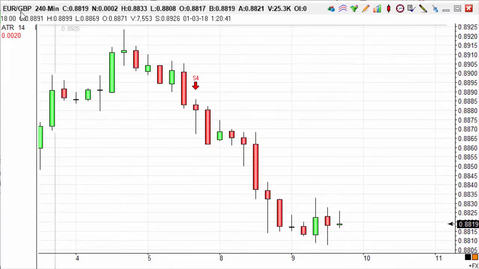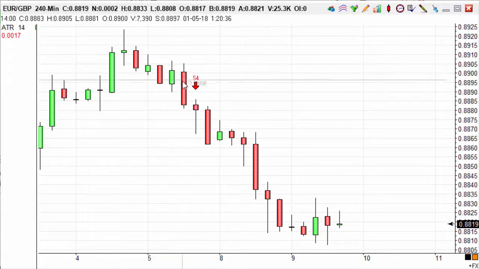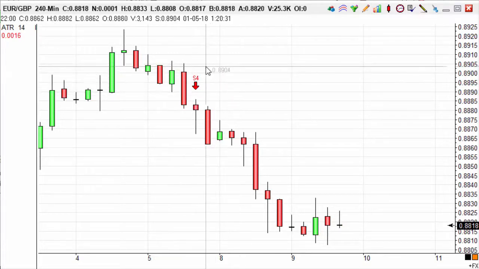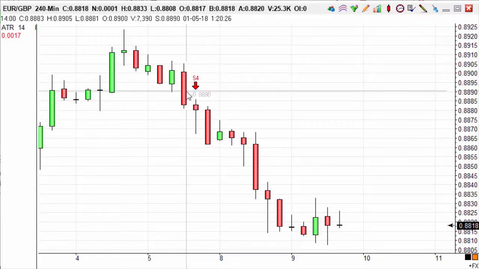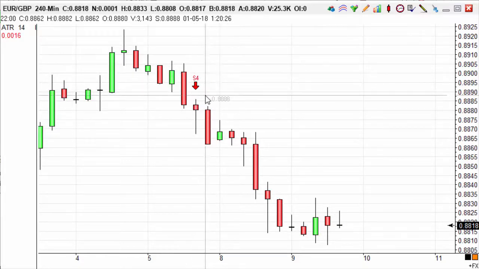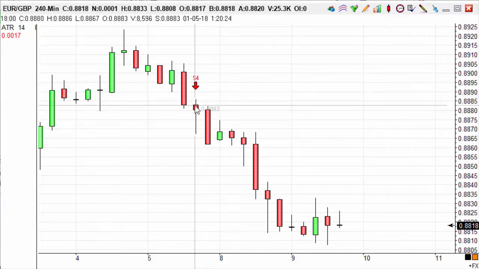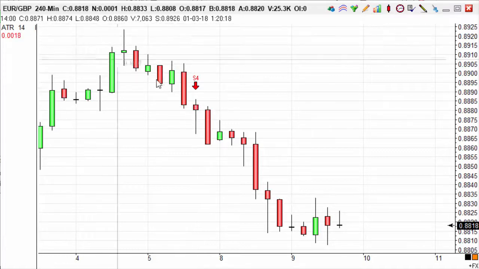Today's trade is on the Euro Great British Pound. As you can see, this is on our S4 strategy as we had a downwards facing arrow appear on our chart at 6 p.m. So we entered this trade at the close of the candle, which was 0.8880. As you can see this in the top left here.